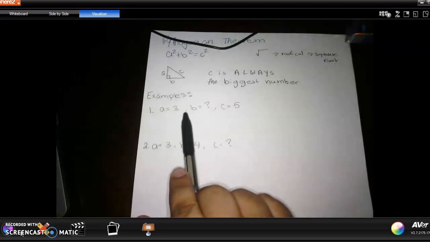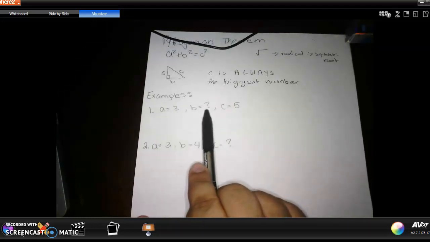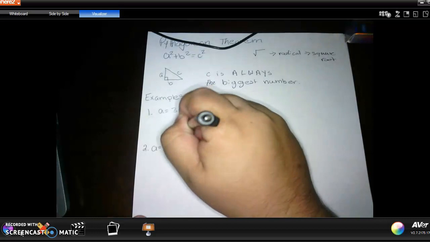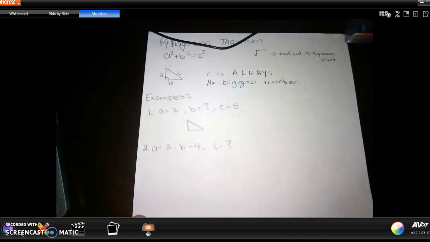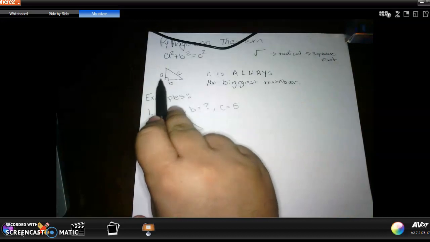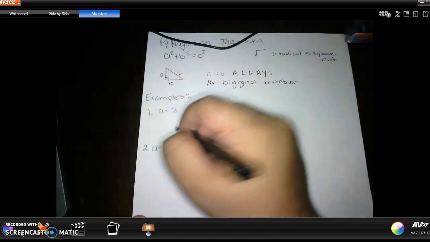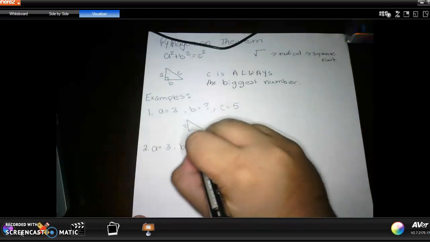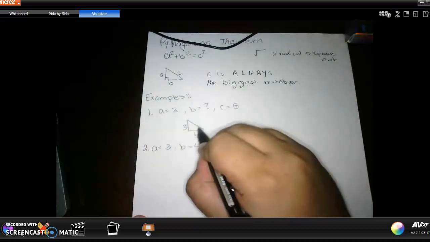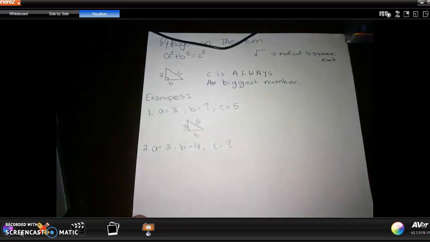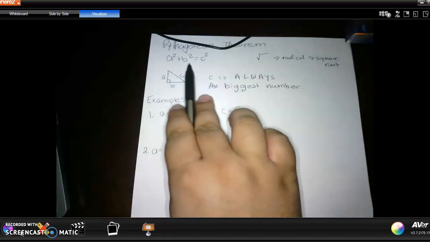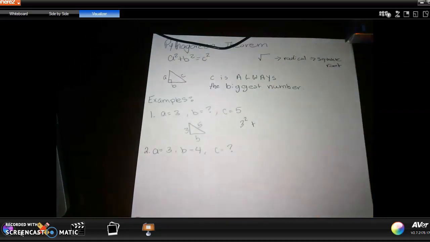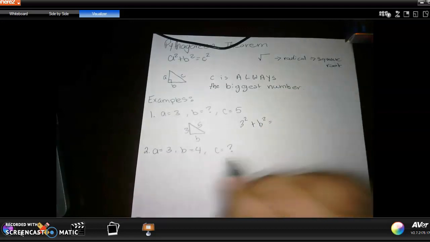We have number 1. We have A equals 3, B we're looking for, and C equals 5. An easy way to start is to draw this out like a triangle. A is 3, so A goes here. B we're looking for, so we just put a B here because we don't know what it is yet. And C is 5, so we put it here. Now we set it up in the Pythagorean Theorem: A squared, so 3 squared, plus B squared, since we still don't know B, equals 5 squared.